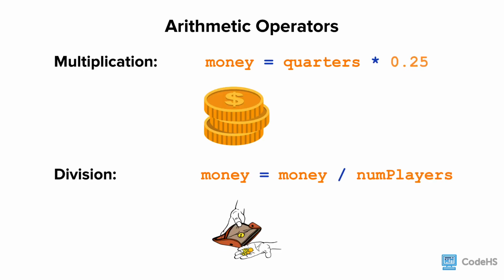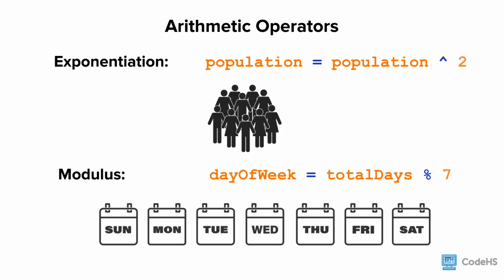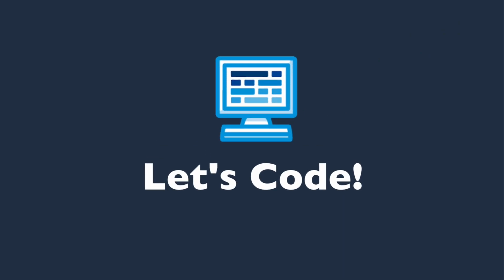You may use multiplication to calculate how much money you have. And division could be used to split up the total money between a group of players. Exponentiation could be used if the population is doubling in a program. And then the modulus could be used if you're trying to determine a specific day of the week from a number of days. All right, well, let's take this new information and put it into practice.